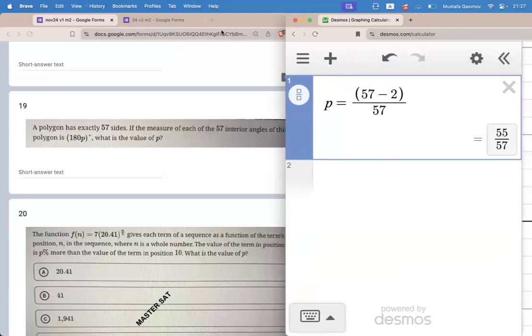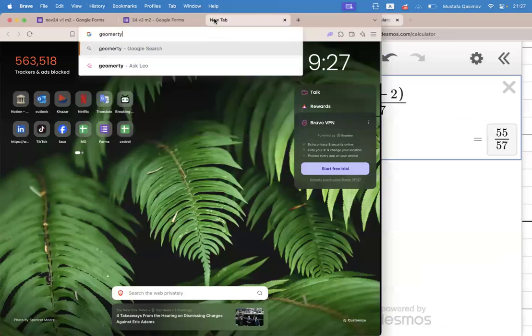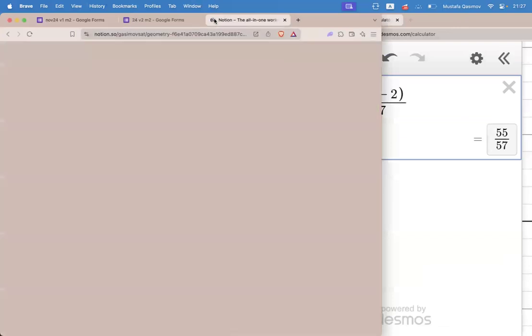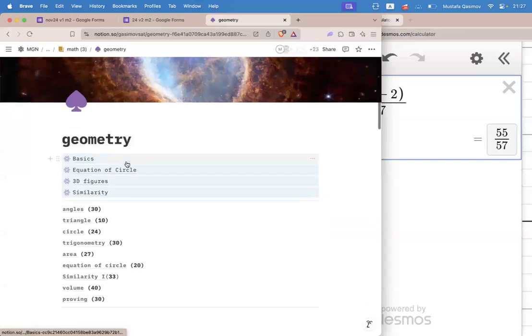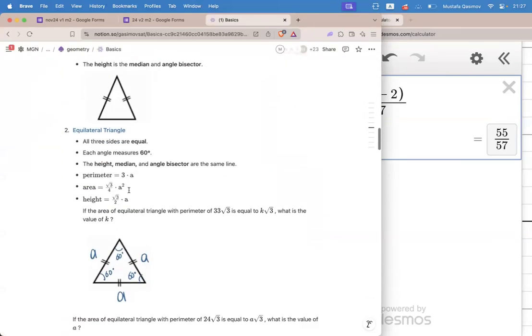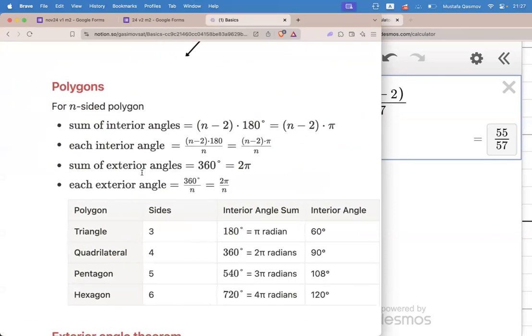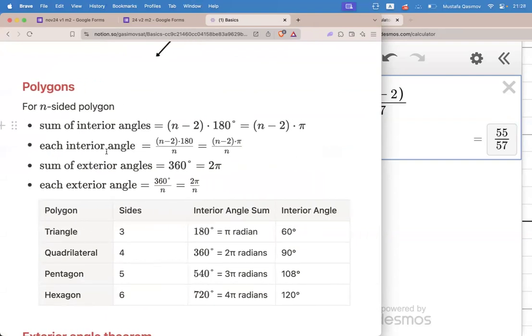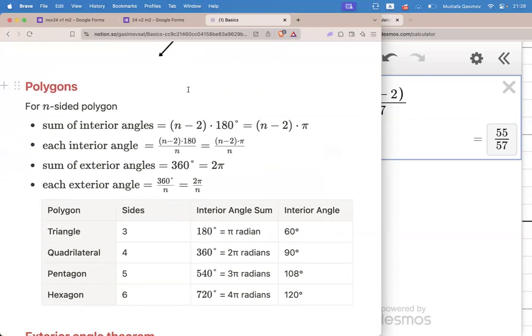Why do we do minus 2? It's a rule, because of the formula, n minus 2 over n. The sum of interior angles for any polygon is n minus 2 multiplied by 180. But when you want to find each interior angle, one interior angle, you have to divide it also by the number of sides. Okay?